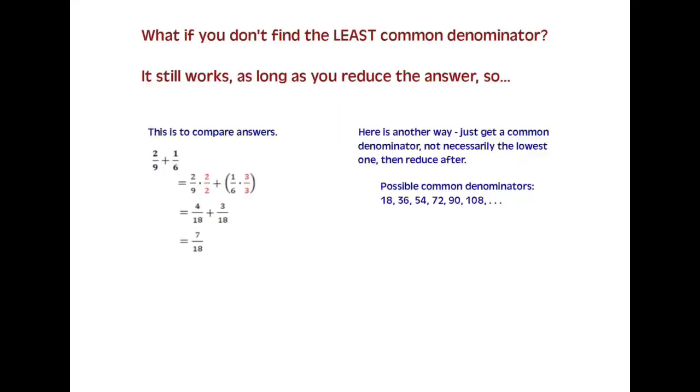Okay, now this screen is not in your notes, and I've already talked about it, but if you don't find the least common denominator and you just use a common denominator, it still works, but you'll have to reduce the answer. So between 6 and 9, the least common multiple of the denominators is 18. However, we'll get the same answer if I used 54 instead.